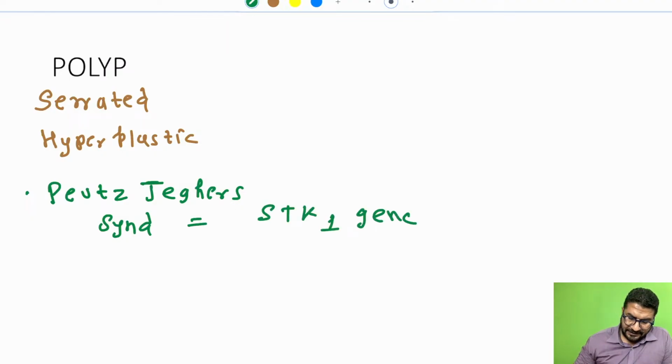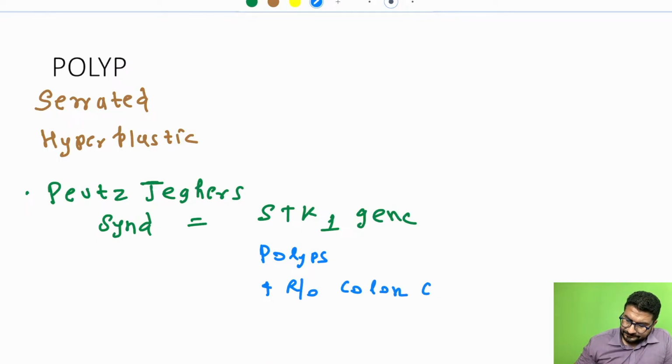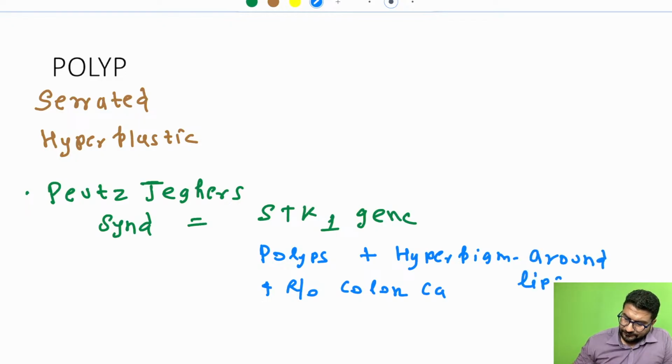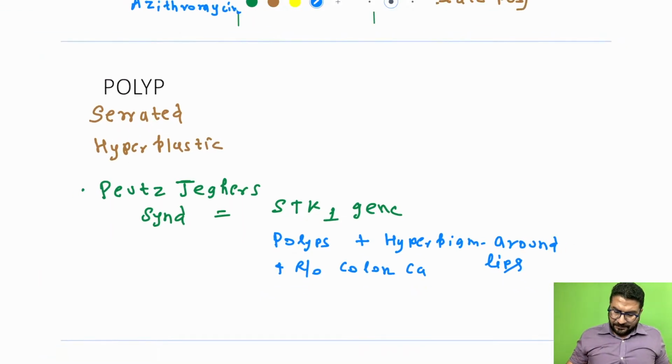Here the patient will have multiple polyps. These polyps are basically hyperplastic polyps, and there is increased risk of colon cancer. Along with polyps, you will notice the patient will have hyperpigmentation around the lips. So this is what we call Peutz-Jeghers syndrome.